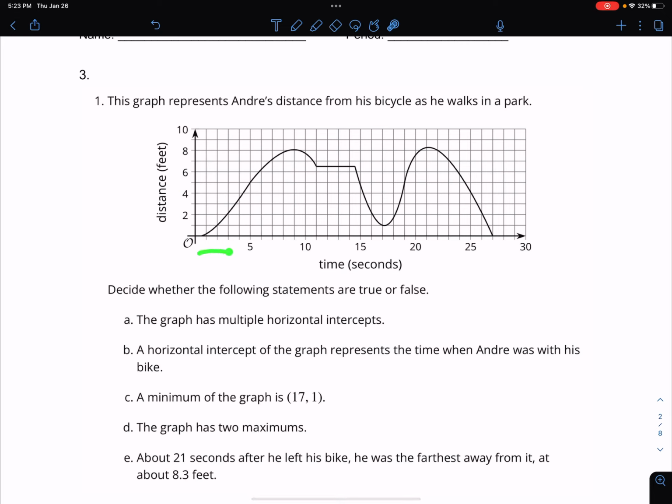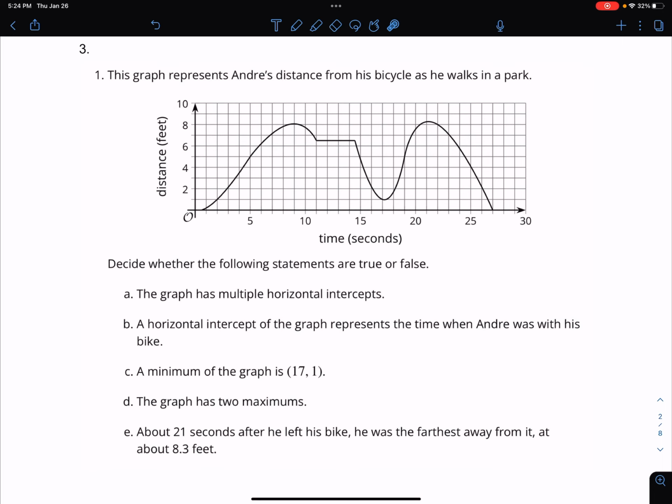And here is my input on my horizontal axis. I have my x values, and these are time in seconds. So we plug in one of these times in seconds, and it's going to give us back the distance in feet. So decide whether the following statements are true or false. The graph has multiple horizontal intercepts.